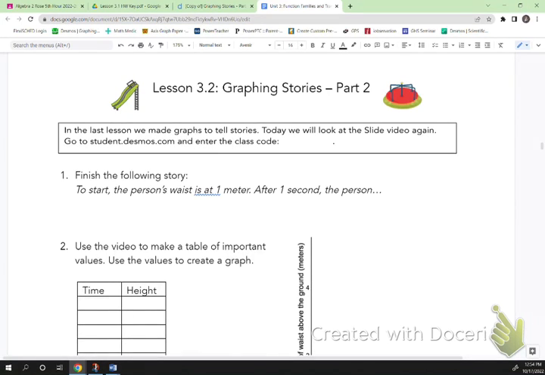At 0, we're going to have a height of 1 meter. This is in meters. That's where we're starting. That's what they told us to start with right here. After 1 second, what does he do?